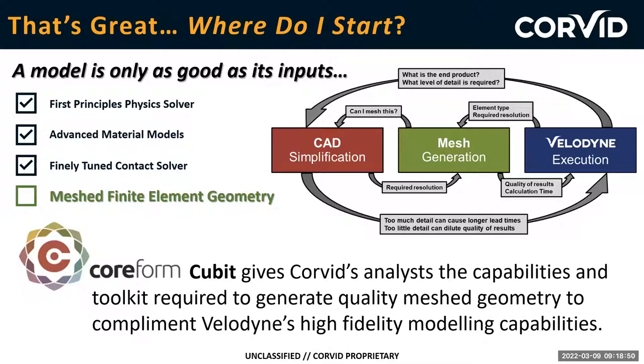So at Corvid, we work under the philosophy of quality in gets you quality out when it comes to our modeling practices. And Corvid has used Cubit almost exclusively since our company was founded to generate high fidelity hexahedral meshes. I think it's safe to say that just about every hex mesh built in-house was generated using Cubit. It's become a really integral part of our tool chain. Over the years, we've benchmarked several commercial meshing tools, but Cubit's always been our workhorse. Because of this, we have decided that the best fit for our customer success moving forward is to continue our relationship with Cubit through Coreform to provide the best tool chain for Velodyne preprocessing.